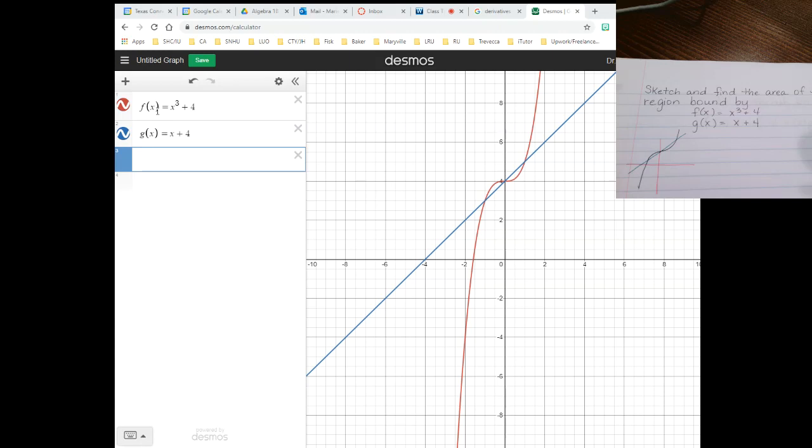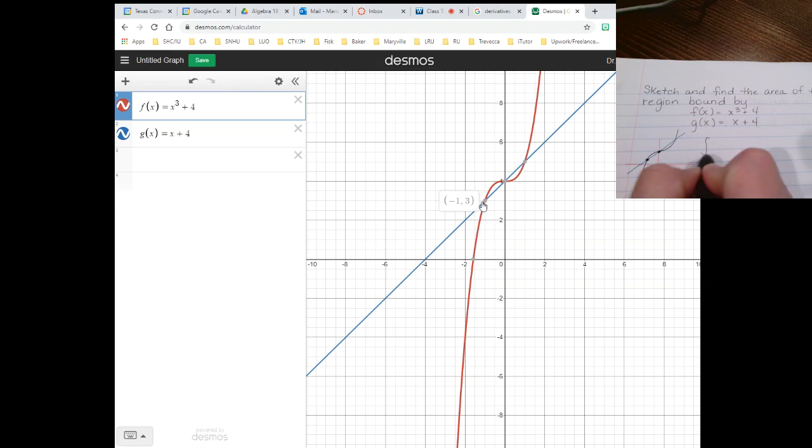So that means we're going to need two integrals. To do that, I'm going to have to do the integral from this intersection point to this intersection point, which if you go to Desmos, you're going to be able to see those points. Desmos does a really good job of highlighting those for you. And you can see that that intersection is at negative 1, 3. We're using the x's, so we're going from negative 1 to 0.